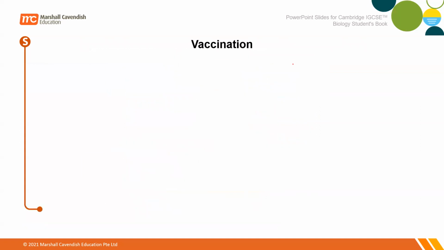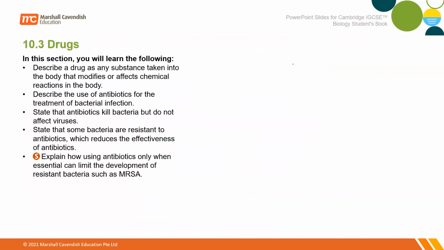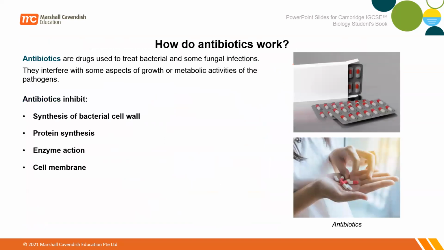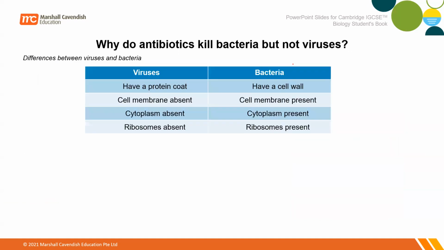خلاص اتكلمنا على الفاكسينيشن وال immunity, and for the part of the drug you need to know more about antibiotics only. How antibiotics used to treat the bacteria and some fungal infection. Antibiotics inhibit what? ازاي بتعمل الميكانيزم ده؟ inhibits the synthesis of bacterial cell wall, protein synthesis, cell membrane, والenzyme action. That's why we kill bacteria by using antibiotics.